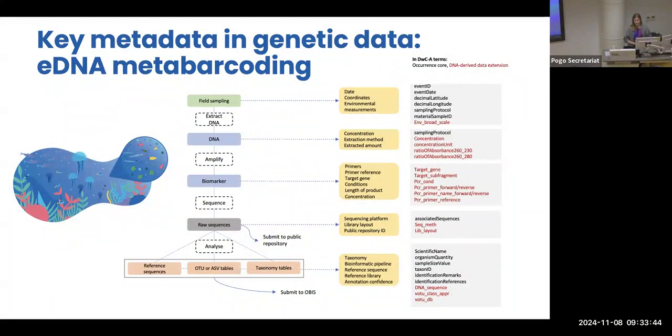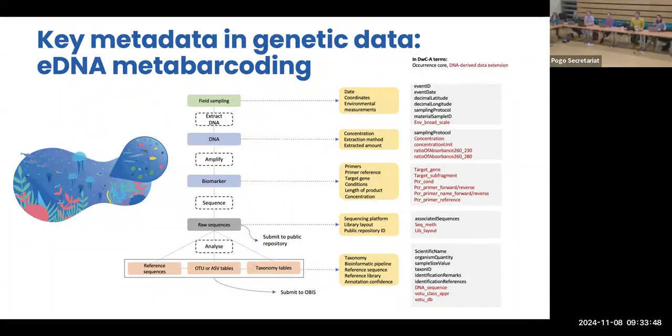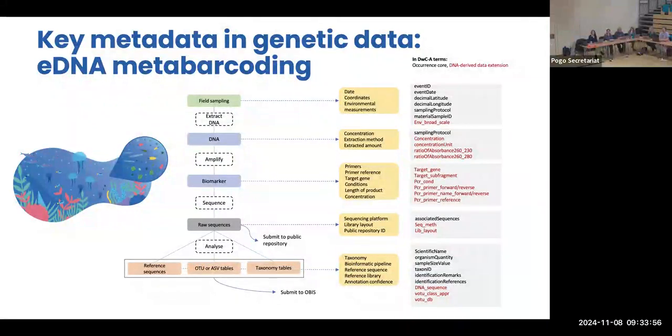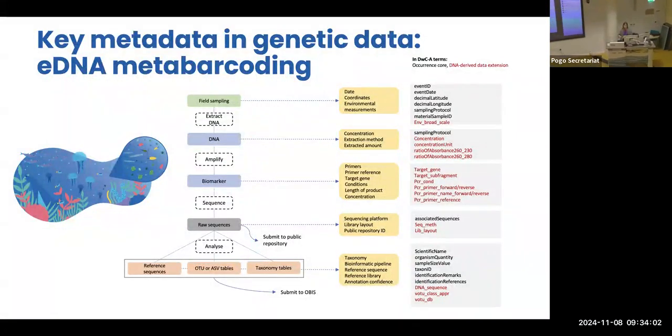Yes. Is the red necessary? Those are recommended fields. Okay. So you can have just an occurrence core, but the whole idea is that with the DNA extension, you add your DNA sequence. And then whatever information you want to include to make sure that it's understandable later on if you come back.